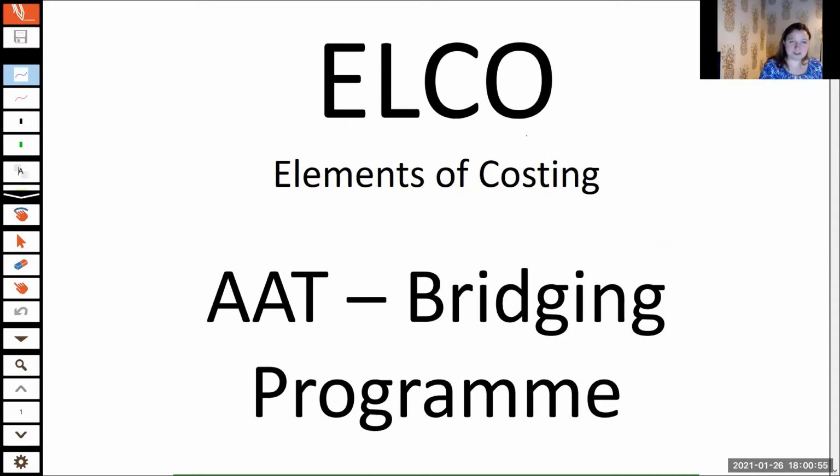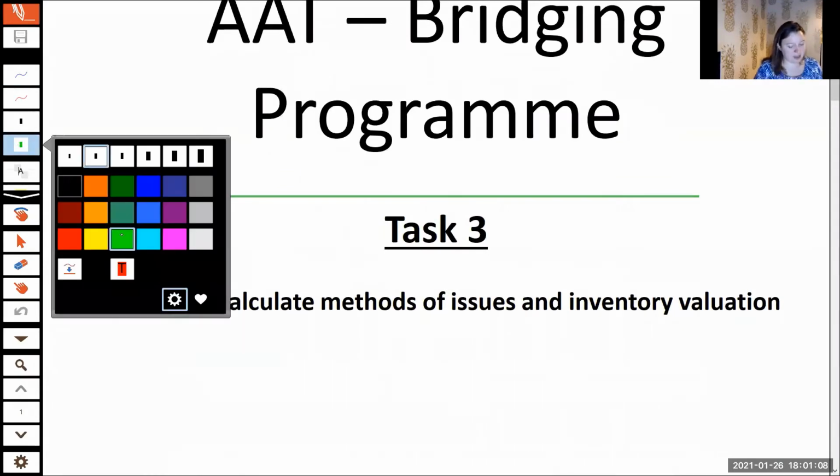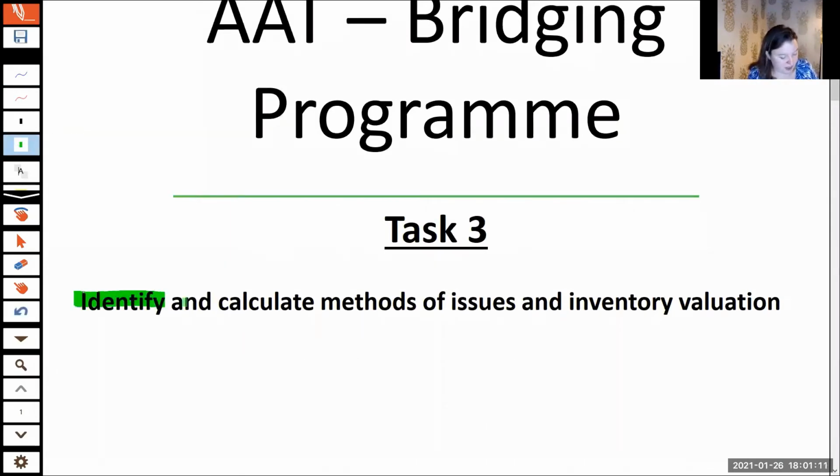So we're looking at Elements of Costing. We've had 2 sessions already this year, so now we are on the 3rd session. And tonight's session is about task 3 from our exam, and we're going to be looking at identifying and calculating different methods of issues and inventory valuation, or what you might have heard referred to as stock valuation. So we're looking at valuing what inventory we've got left in the business, and we are looking at valuing the inventory that has left the business.